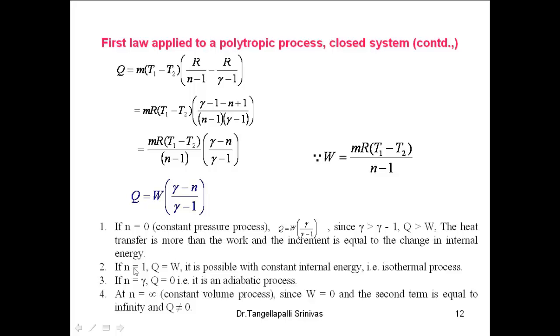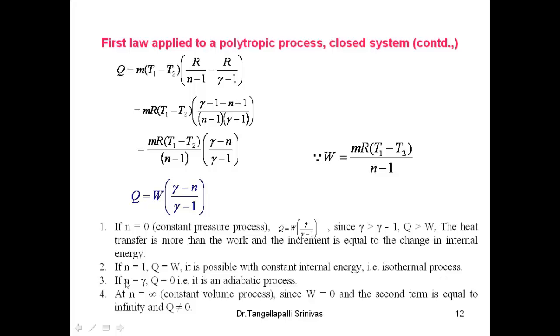In the next case, if n is equal to 1, that is an isothermal process, the numerator is gamma minus 1, and the denominator is also gamma minus 1. Now this gets cancelled, and Q becomes W in an isothermal process. Q equal to W means there is no change in internal energy. The difference, that is Q minus W, is 0. And also the temperature is constant, that's why the internal energy is also constant in an isothermal process.